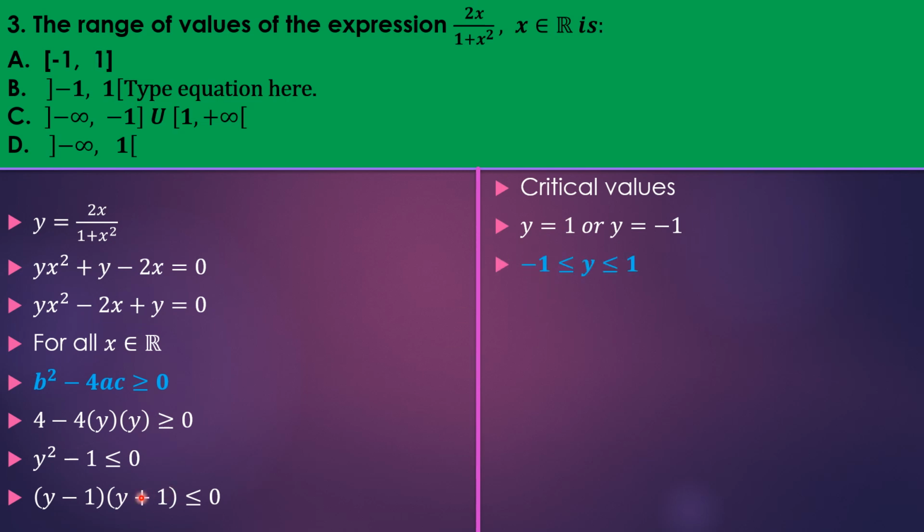Since the inequality is less than or equal to 0, y just lies between those critical values, negative 1 and 1. So hence y is that. Because it lies between negative 1 and 1, it is the closed interval from negative 1 all the way to 1. So our answer is A.